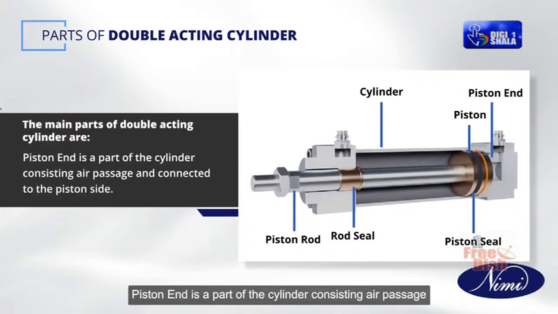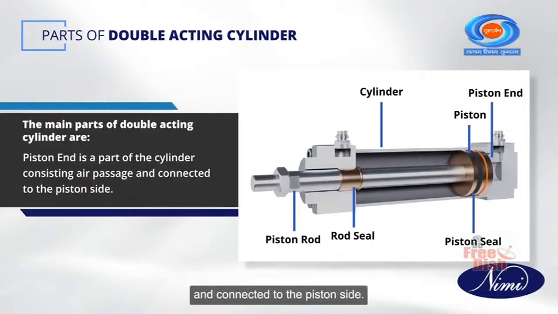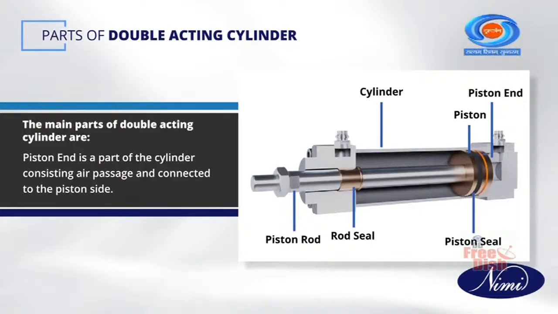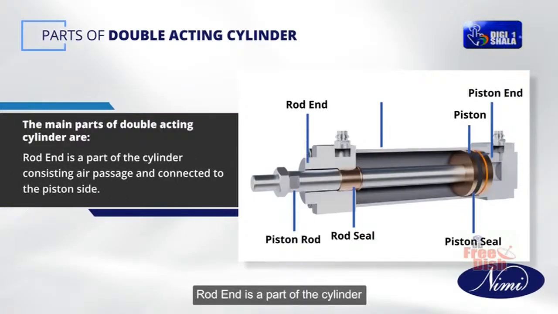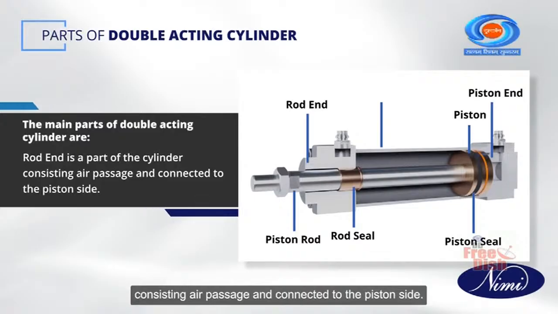Piston end is a part of the cylinder consisting of an air passage and connected to the piston side. Rod end is a part of the cylinder consisting of an air passage and connected to the piston side.